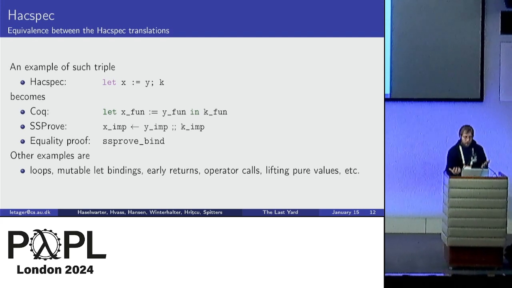And then, combining all of these elements, we can build the entirety of the translation, and this is done automatically. So when we have the translation, we end up with this triple for the entirety of the translation.